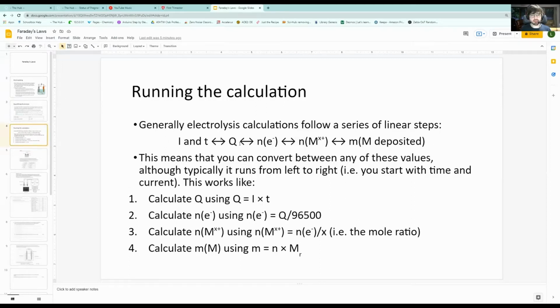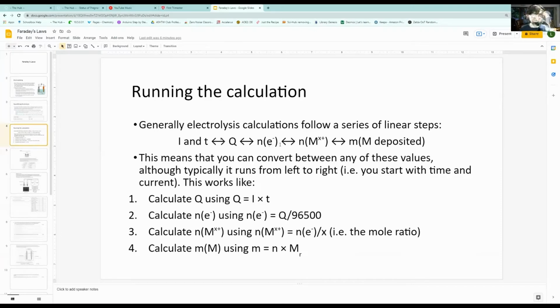So I've put the list of conversions we can go here. It's a linear sequence of calculations we can do. If we have current and time, we can find charge. If we have charge, we can always find amount of electrons. If we know what metal we're working with, we can always find the amount of that metal from the amount of electrons. And then from the amount of metal, we can always find the mass of metal using our mass equals amount times molar mass equation.